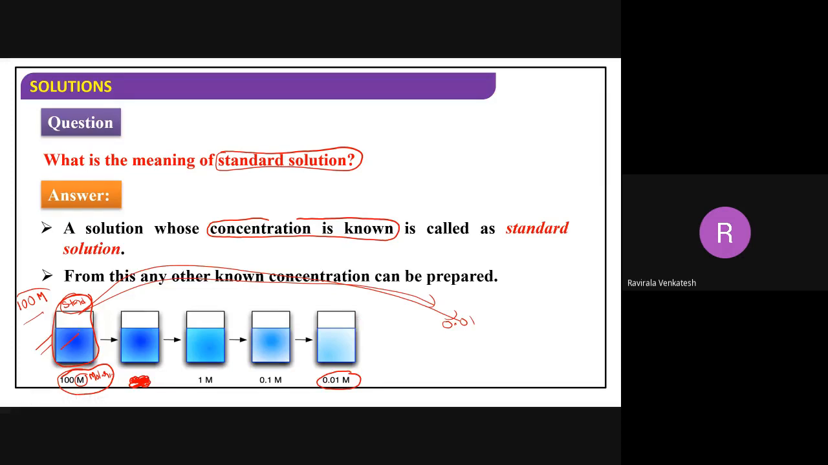See, if you observe, this one is very dark, but this one is very light, because you have diluted this one and the concentration has decreased. So what I'm saying here is, when you add solvent to this one, the concentration is decreasing. For this purpose I'm explaining standard solution. The main use is that we can make solutions of some known concentration by using standard solutions.